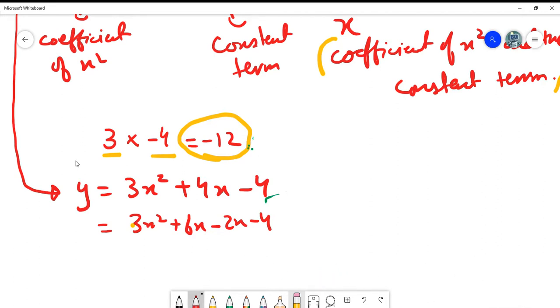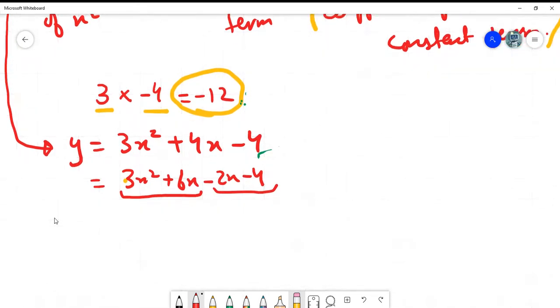From here on, we carry on with the same procedure. We divide this into groups and take common. So 3x squared plus 6x will have 3 and x common in it. Now 3x being common means you have to divide both these terms with 3x. Therefore, 3 and 3 cancel in the first term and x squared cancels with x, leaving us with x only, and 6x over 3x will be 2.